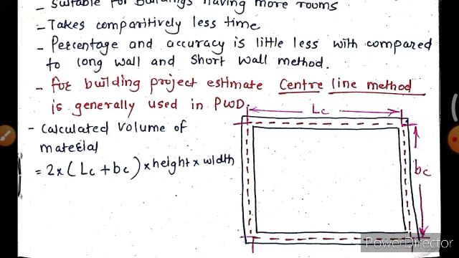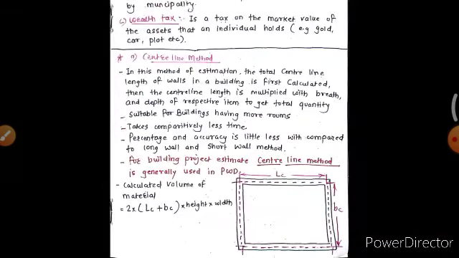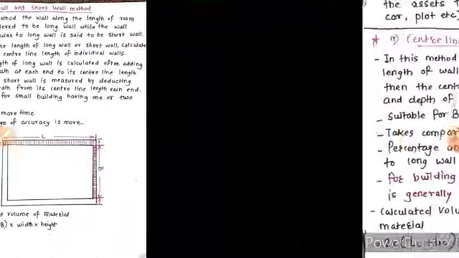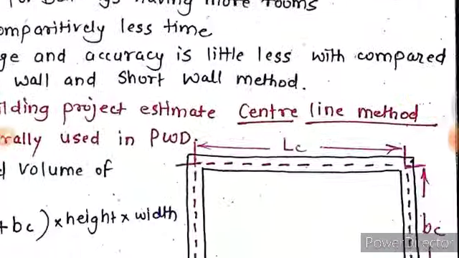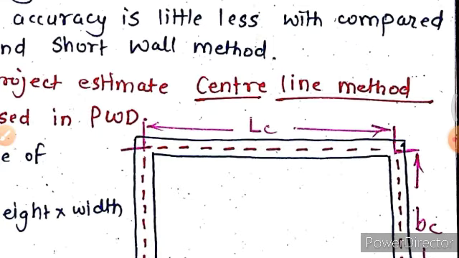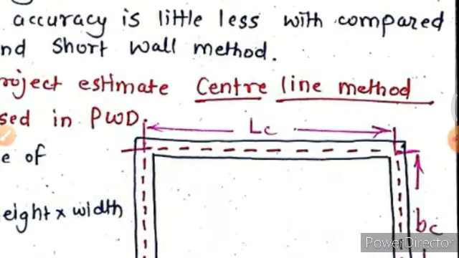This is one of the most important, and it is asked in SSC that for building projects estimate, center line method is generally used in PWD. Okay, so we can see here the center line length is LC and width is BC. So the calculated volume of the material will be equal to 2 times (LC plus BC) multiplied by height of material multiplied by width of material. That is your center line method. And we should note that length and width are taken from center to center.